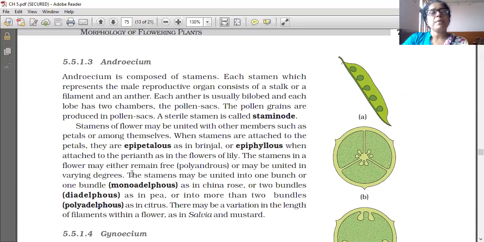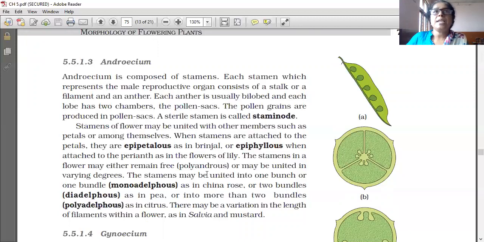The stamens in a flower may either remain free, then it is called polyandrous, or may be united in varying degrees. The stamens may be united into one bunch or one bundle, then it is called monoadelphous, as in China rose. If it is in two bundles, then it is called diadelphous. Di means two, mono means one. Or into more than two bundles, then it is called polyadelphous.